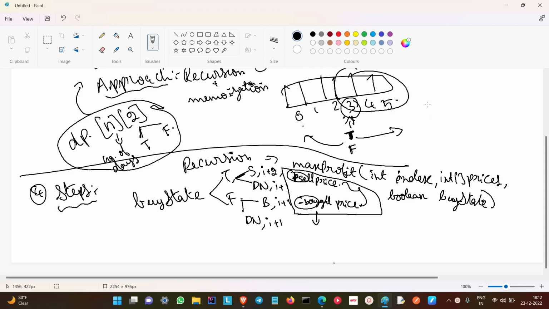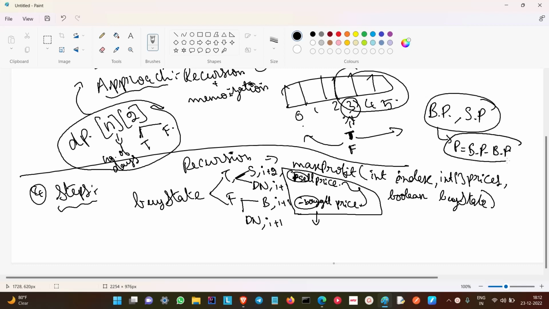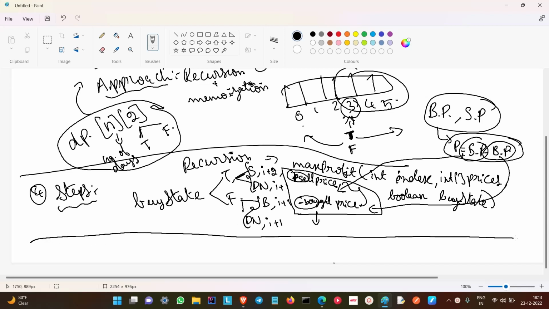So it's nothing but if you have bought price and sell price, the profit will be nothing but sold price minus the bought price. So this will be the profit, right? So minus BP is what we are going to use when we are buying it, and plus SP is the profit we are going to have when we sell the stock. After this, we are going to return the maximum value out of two steps. So this is the complete steps which we are going to use here.